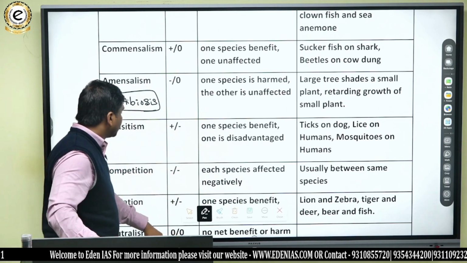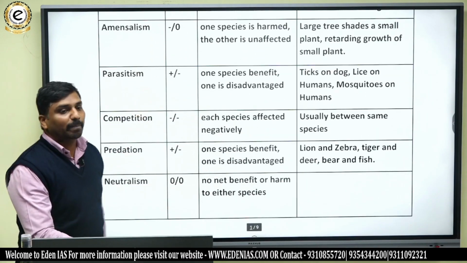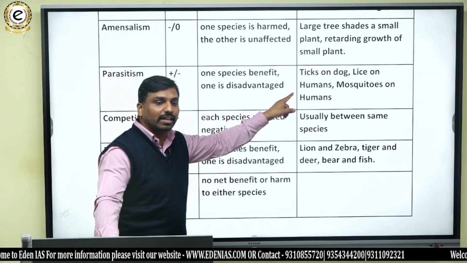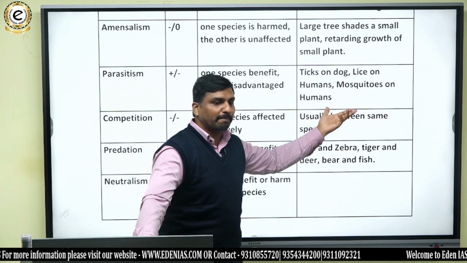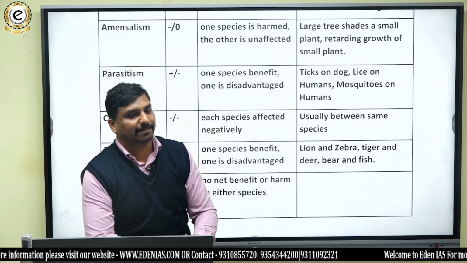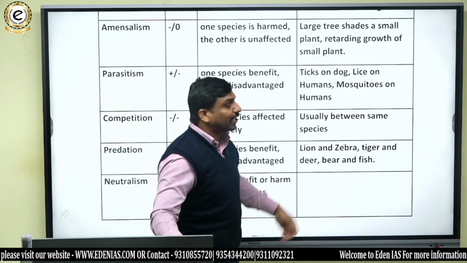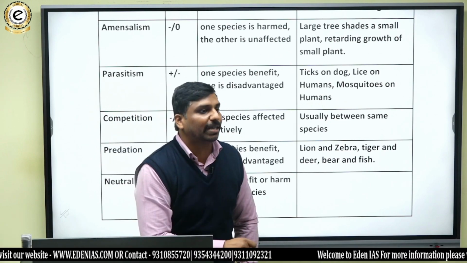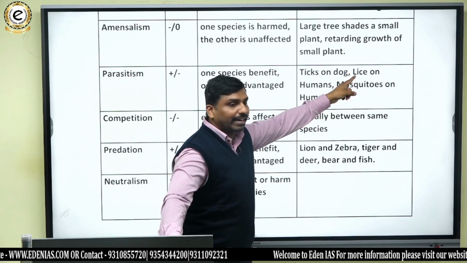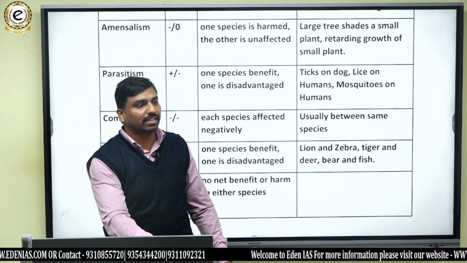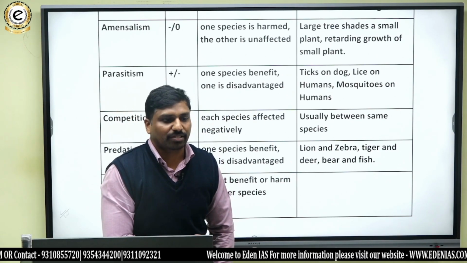Next one is parasitism. We have understood parasitism. Here one would be benefited and the other would be disadvantaged, right? Think of ticks on dogs, or lice on the head of humans, and mosquitoes that suck blood. Here one is getting benefited: lice get blood, ticks get nourishment, and the other is getting disadvantaged. So that is parasitism.